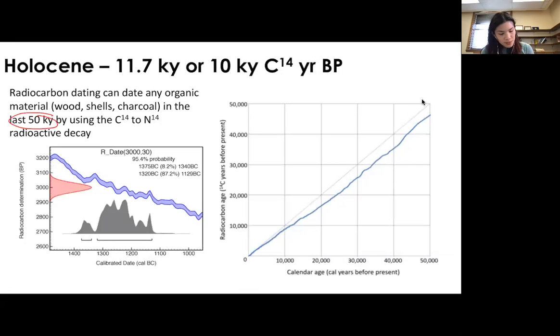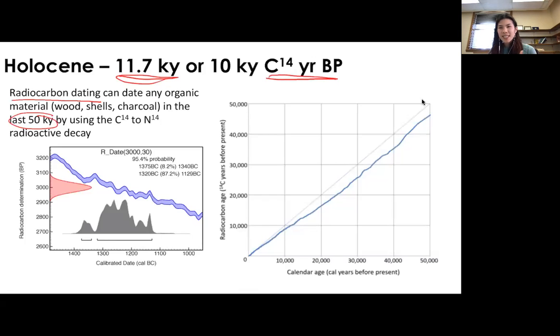However, this radiocarbon dating and radioactive decay will translate into what's called carbon-14 years before present. If we measure the ratio of carbon-14 to nitrogen-14, we end up with a date that is carbon-14 years before present, and which can be calibrated to the actual years before present.